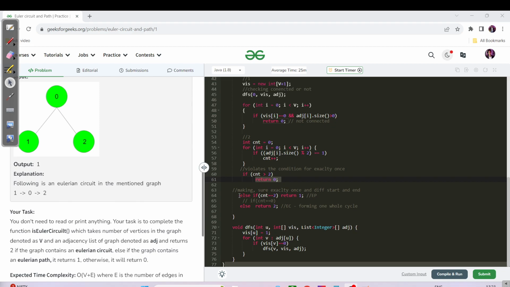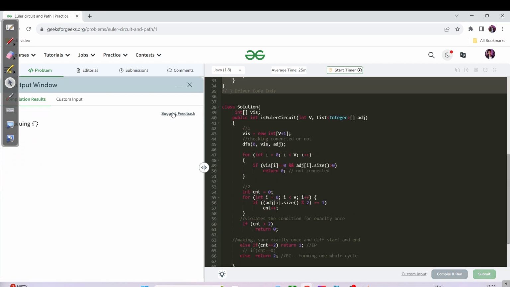Now if the count equals 2, we are making sure there is an Euler path, so we return 1. And if count equals 0, then definitely this forms a whole cycle and it's an Euler circuit, else return 2. So that is it. This is your DFS code. It's the same that we have discussed and explained in the DFS video, correct? Okay, so that is it.